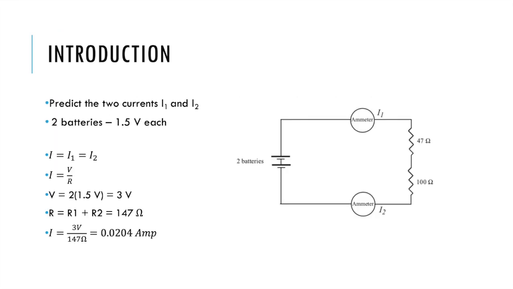Then we had to predict the two currents, I1 and I2, because the two batteries have 1.5 volts each. In total, it's 3 volts. So we know the resistors, because they're in series, we can add them up and we get a total resistance of 147. So I is going to be 3 volts over 147 ohms, and that's 0.0204 amps. And we know I1 equals I2.